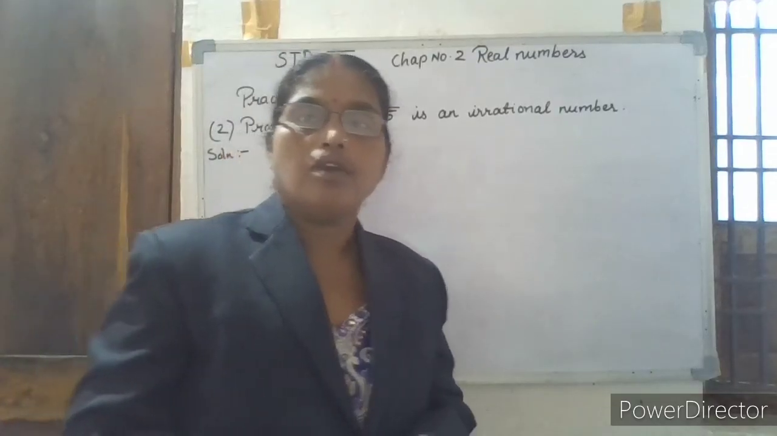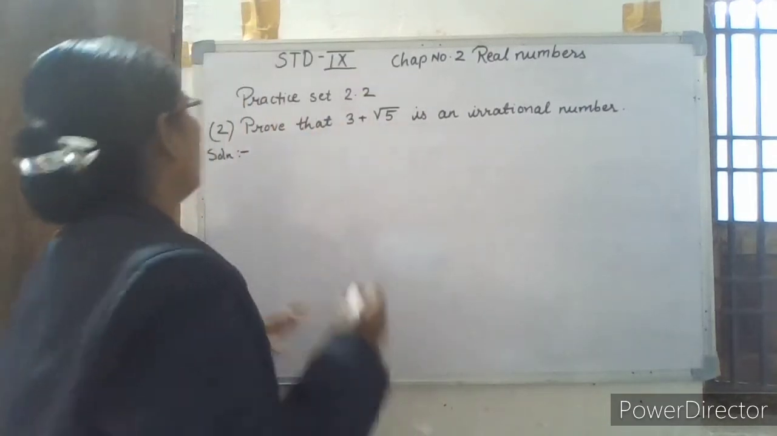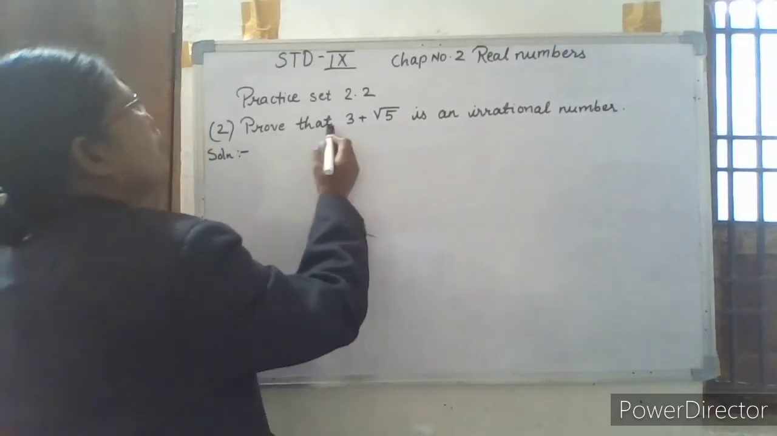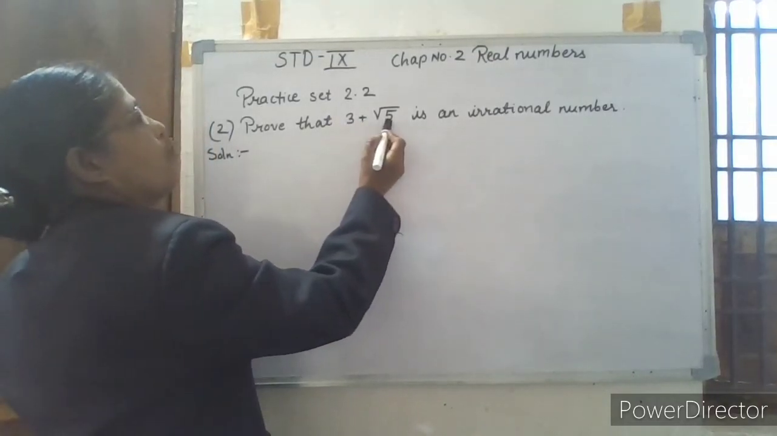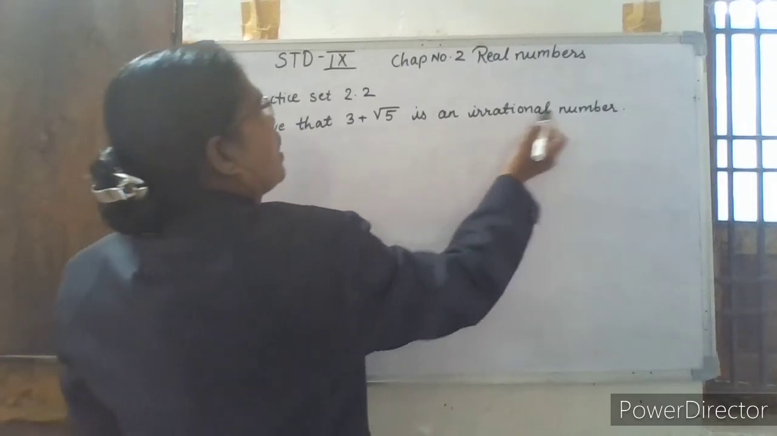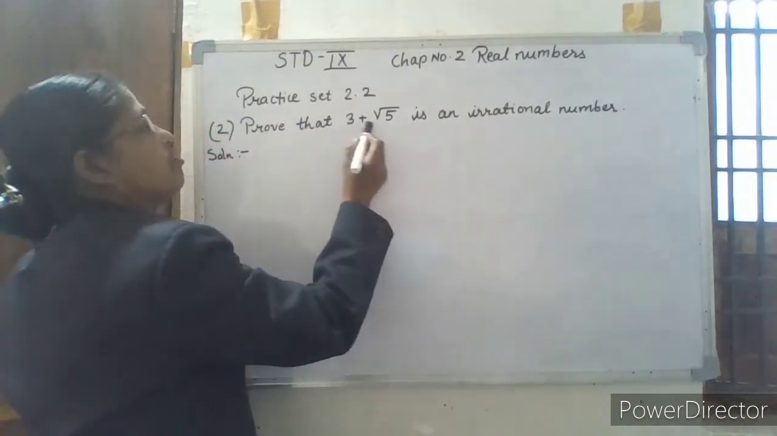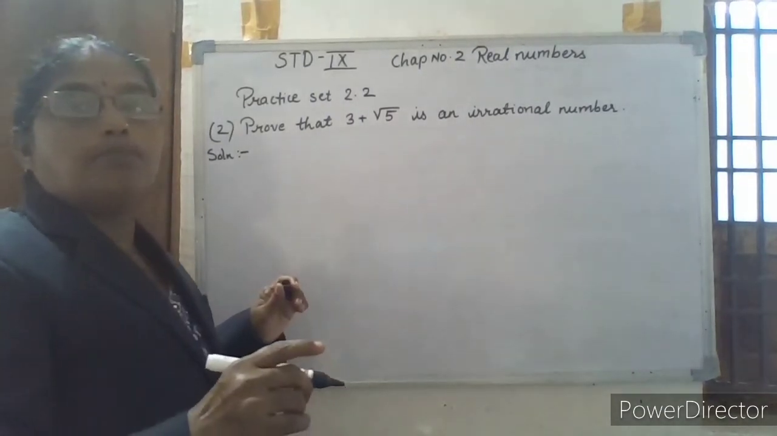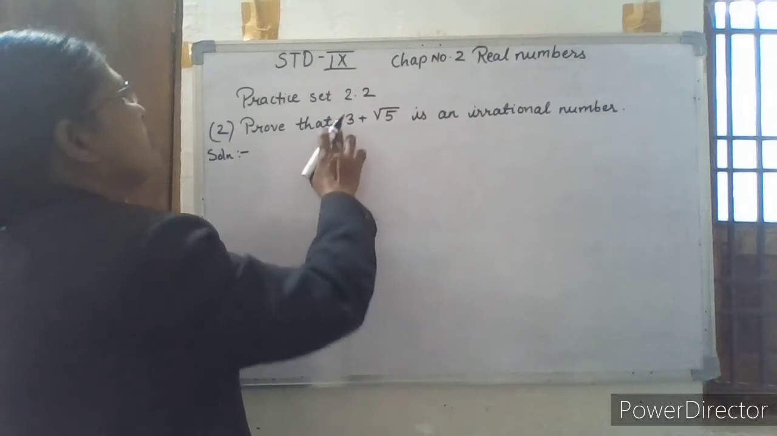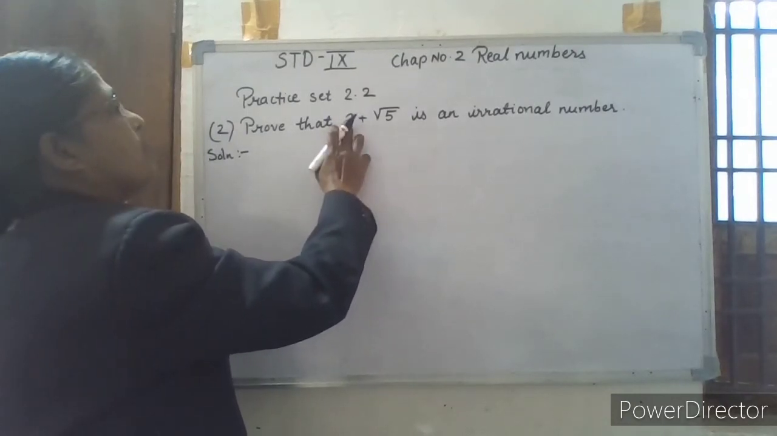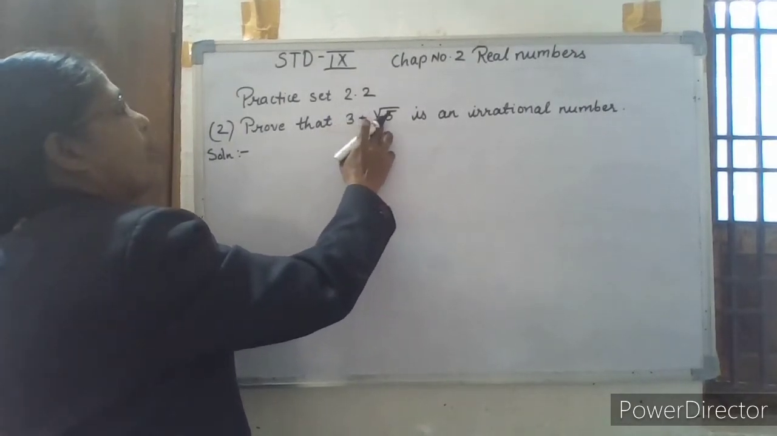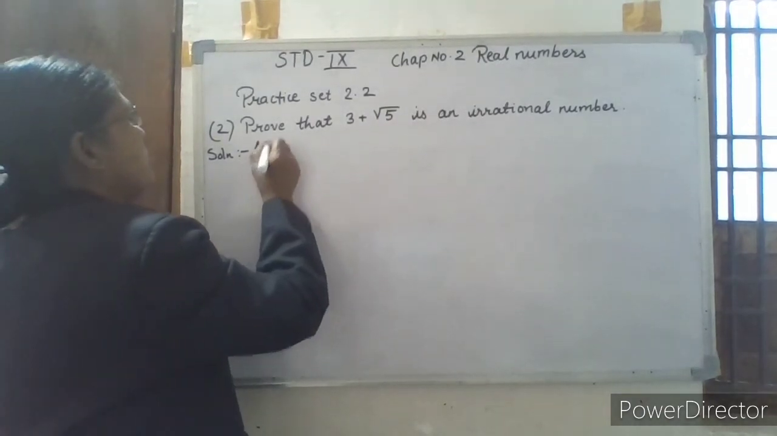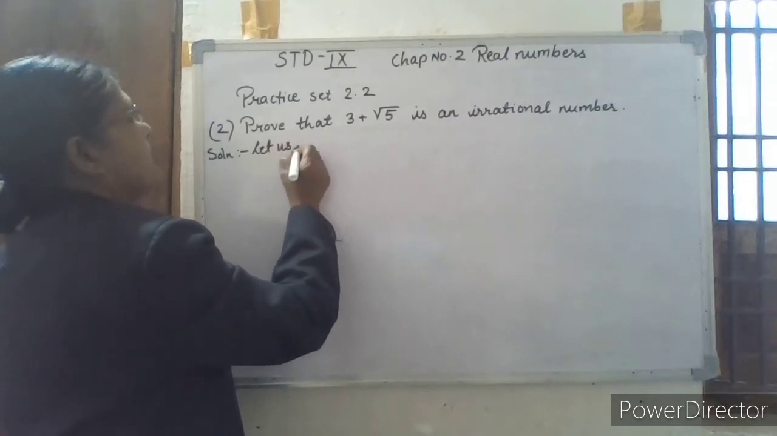Now let us start with question number 2. Question number 2 is also of the same type. Prove that 3 plus root of 5 is an irrational number. But this question is a little different. So again, in the same method we will prove. We'll assume first that 3 plus root of 5 is a rational number.